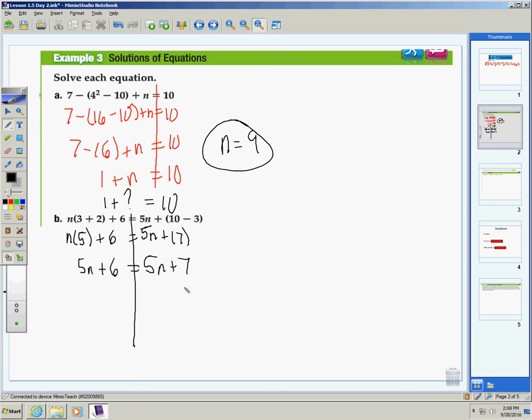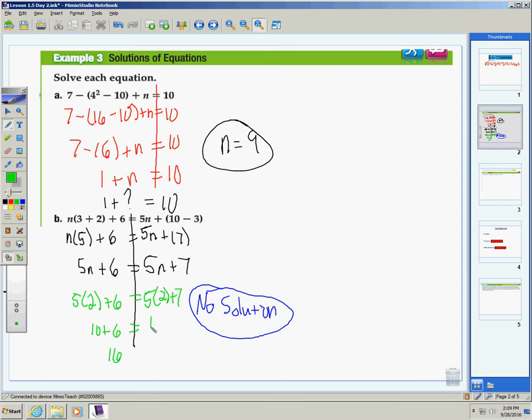And now I need to try to find a value of n that when I add 6 to it, I get the same thing as when I add 7 to it. And you will find out, in fact, there is no such number that would work. So when there's no number you can plug in to get a true statement, you would get no solution. The reason is, if I plug in a number like 2, 5 times 2 plus 6 equals 5 times 2 plus 7, I would get 10 plus 6, which is 16, equal to 10 plus 7, which is 17, and these are obviously not equal.